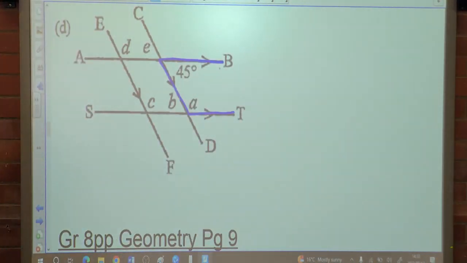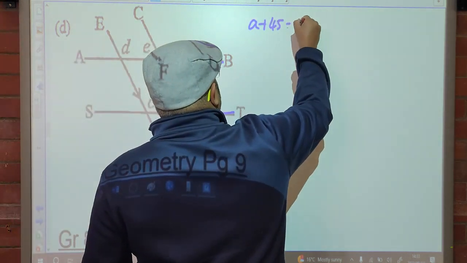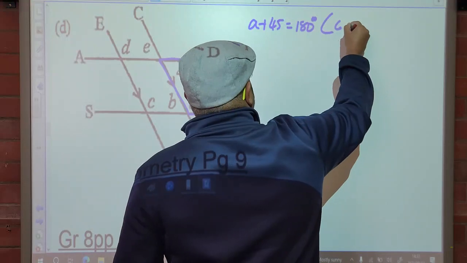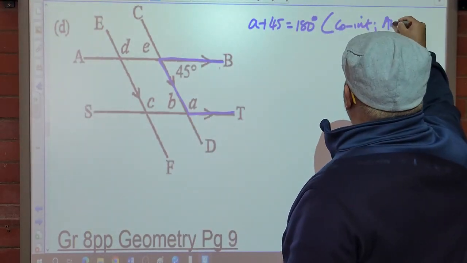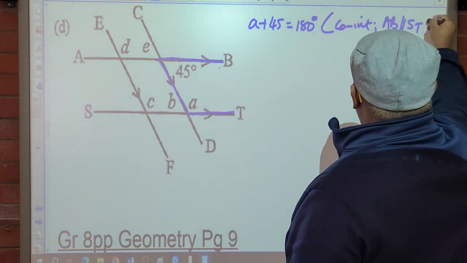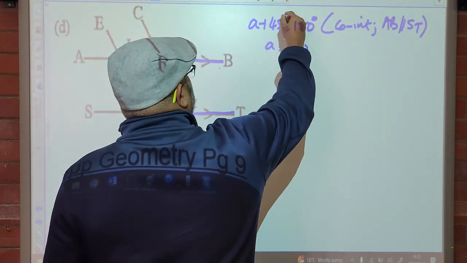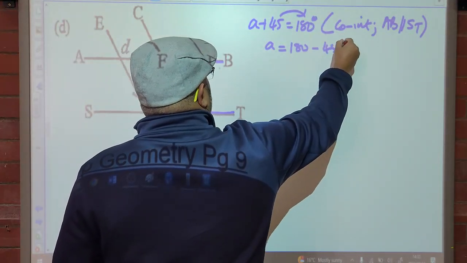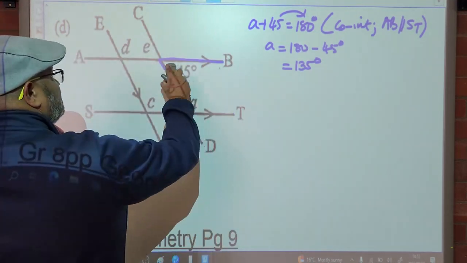Okay. Let's do this one together. So A plus 45 is equal to 180. Reason? Co-interior angle. With AB being parallel. Right. So A is equal to 180 minus 45 degrees, which is? Okay. Yes?